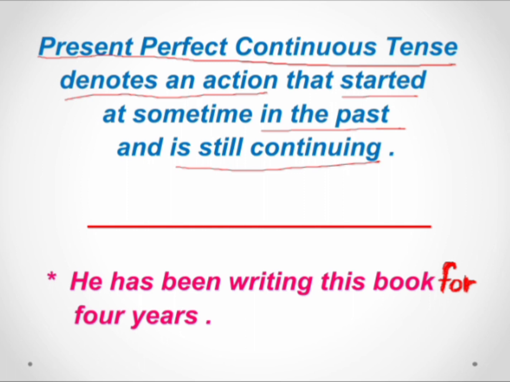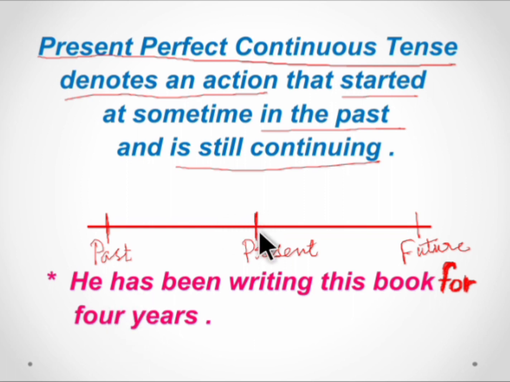Look at the example. He has been writing this book for 4 years. So this is the timeline. We'll keep this as the past tense, and here we'll have the present tense, and here the future. Well, we have the past tense, present tense and the future tense. So he has been writing this book for 4 years.